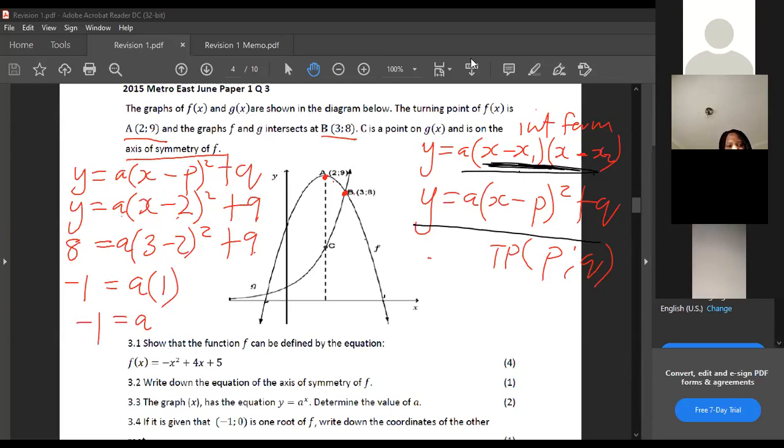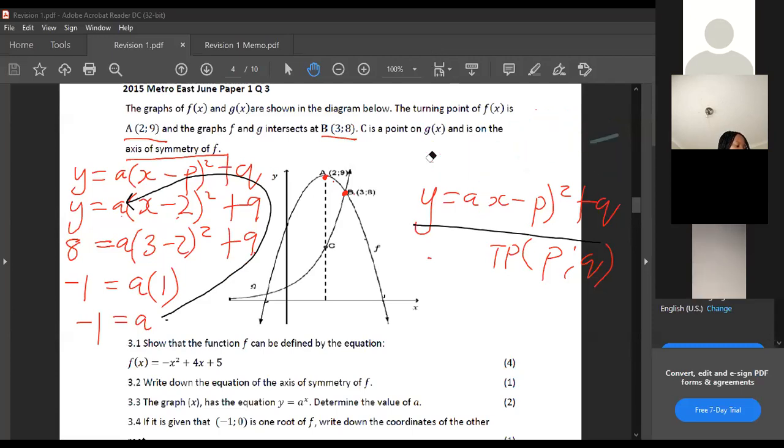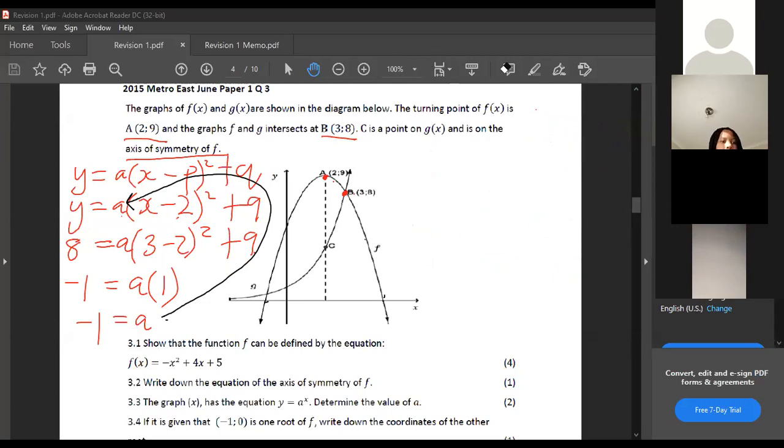Then what do I do with this a is minus 1? I take it and substitute it there. I take the a and substitute there. What does it become? Please take note that the memo will be sent to you as well after the lesson, so don't stress.